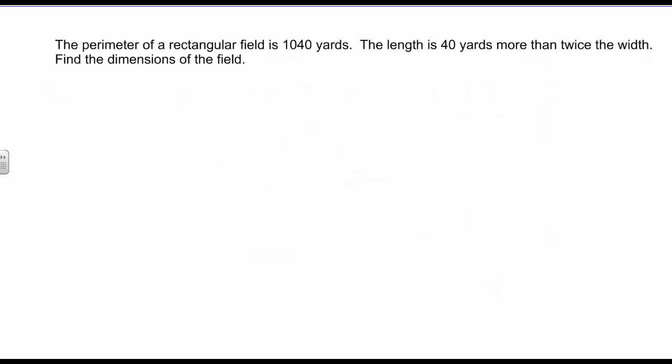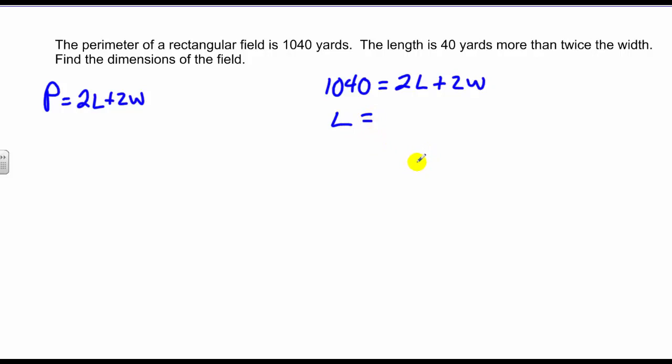The perimeter of a rectangular field is 1,040 yards and the length is 40 more than twice the width. So let's take a look. First of all, we know the perimeter is equal to 2 times the length plus 2 times the width. We learned that earlier in the year. And in this case, we know that the perimeter is 1040. So I can say 1040 is equal to 2L plus 2W. Now they give us some comparability here. The length equals 40 more than twice the width.